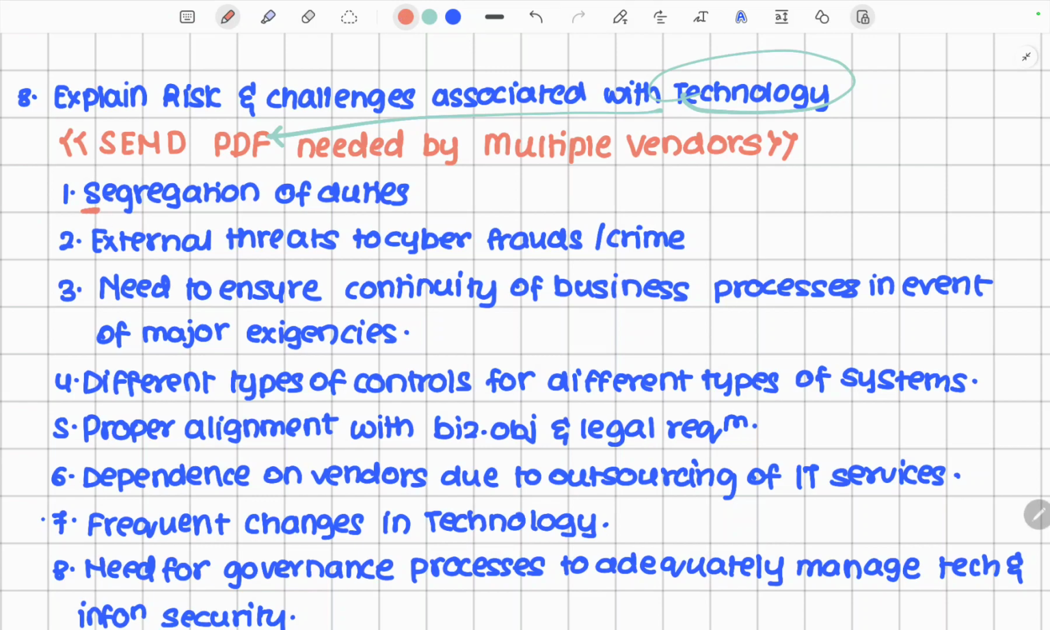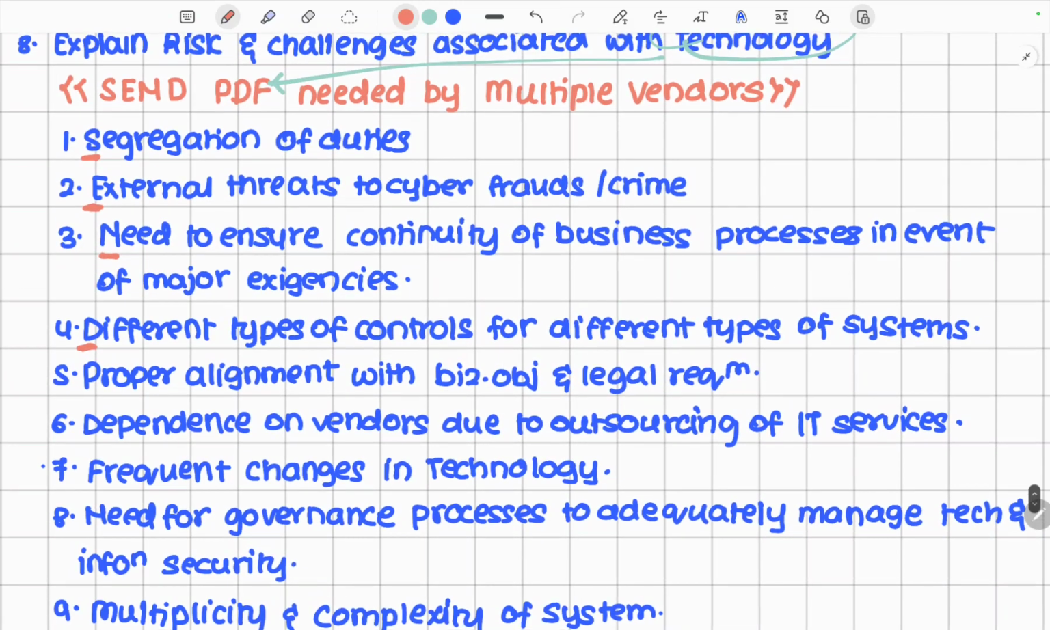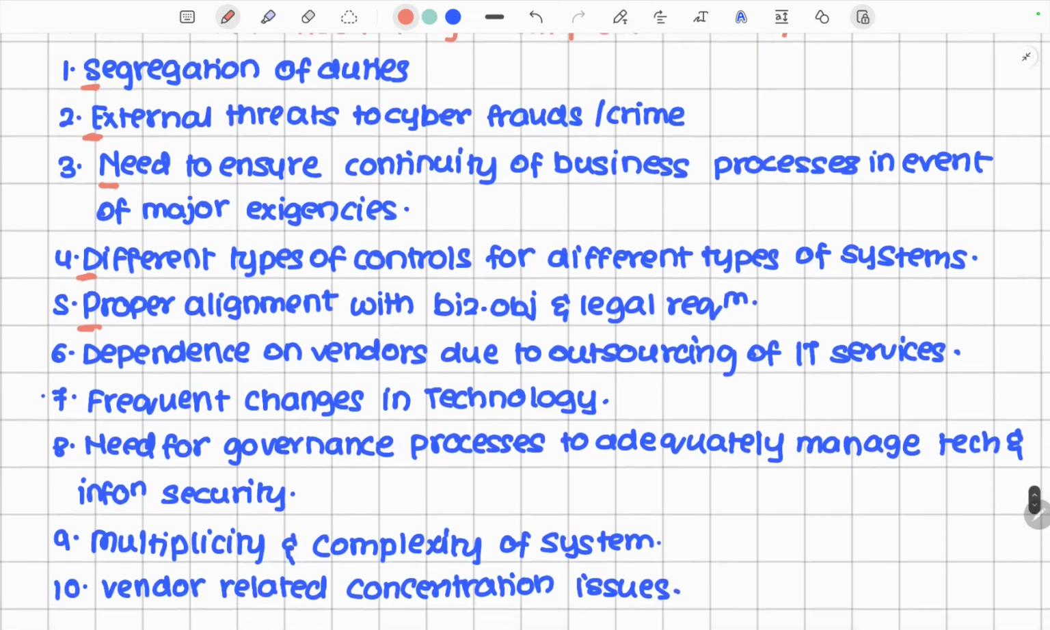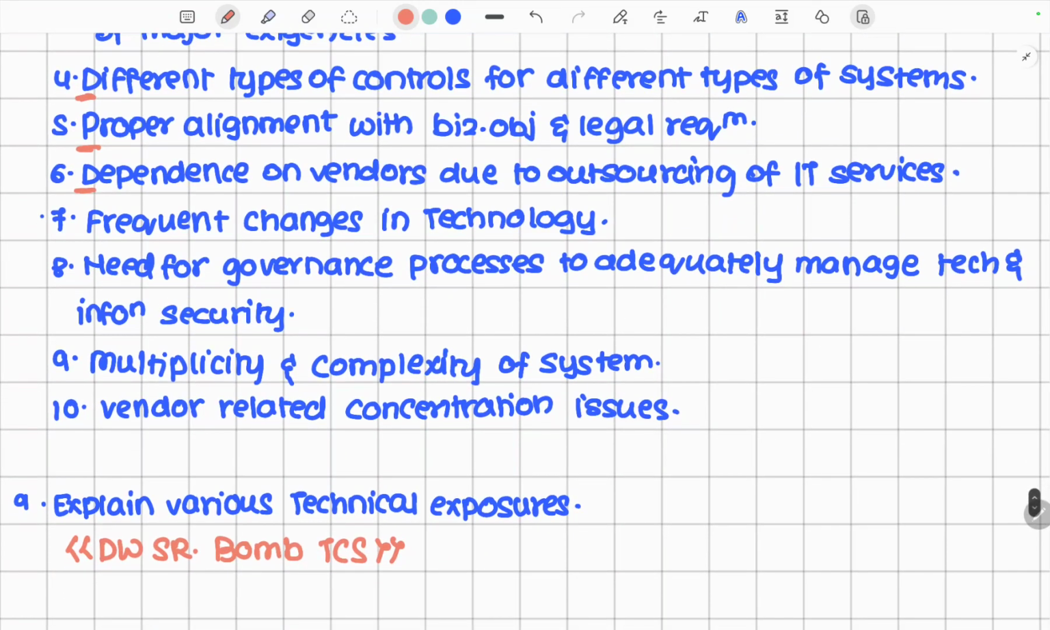S say segregation of duties, E say external threats to cyber crimes and frauds, N say need to ensure continuity of business processes in event of major exigencies. D say different types of controls for different types of system. P say proper alignment with business objectives and legal requirement. D say dependence on vendors due to outsourcing of IT services. F say frequent changes in technology, and need for governance processes to adequately manage technology and information security. Then multiple say multiplicity and complexity of system, and vendor say vendor related concentration issues.